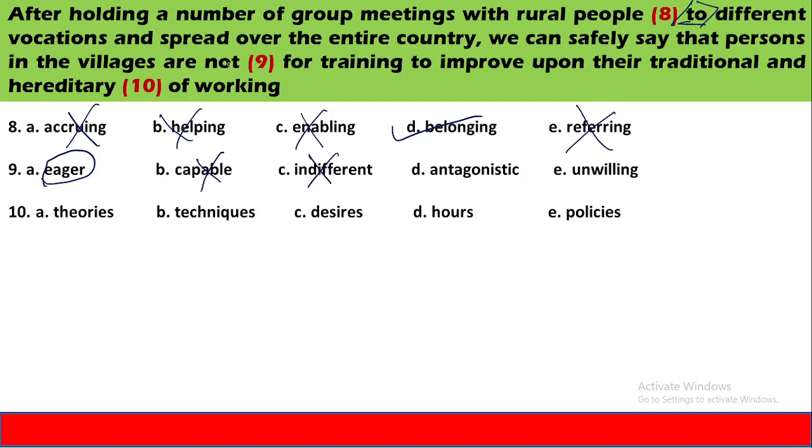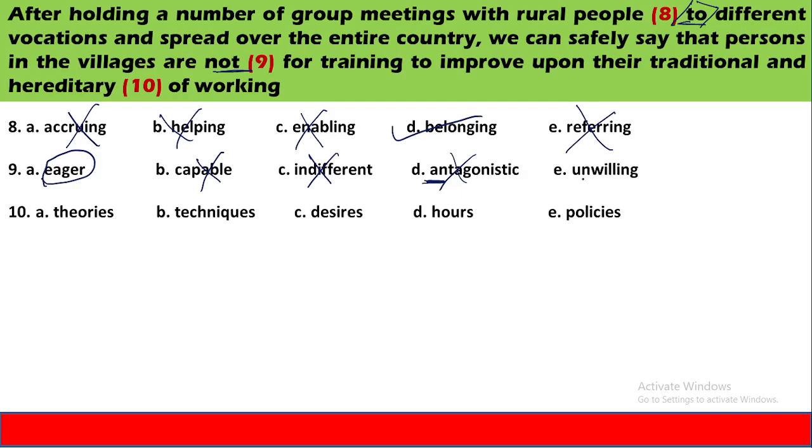Antagonist, they are not antagonist for training. Not antagonist means they are pro training. No, they are not pro training. They are not ready to adopt, they are not ready to make any kind of changes in their traditional method. Because this negative and this negative make the sentence positive, this will also not be the answer.